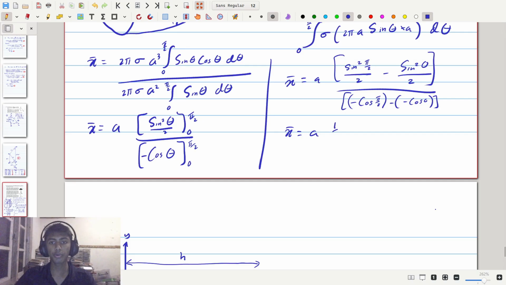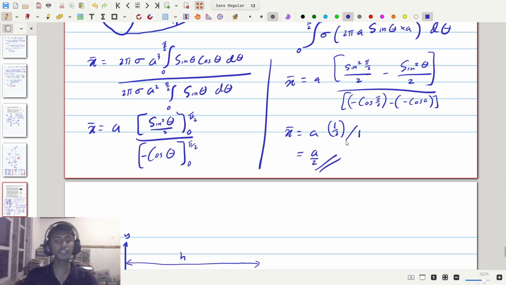So we have a half on top, and on bottom we can see cosine of pi by 2 is equal to 0. So we have 0 here, and this other part is going to be minus 1. So we have minus minus 1, which is going to be 1. So we have 0 plus 1, which is going to be 1. So therefore the integral on bottom is 1, meaning that we finally get that x bar is equal to a times a half, or a over 2.